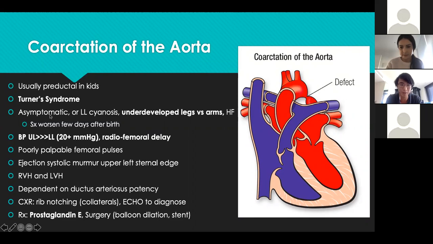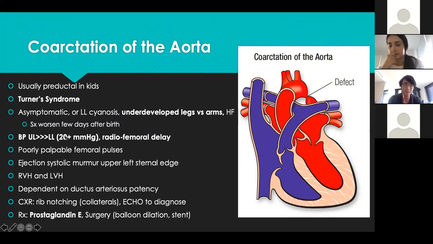As far as symptoms go, they can be asymptomatic, or they can have lower limb cyanosis or underdeveloped legs versus arms. And the reason for that is if you look at where the coarctation is, that's where the restricted blood flow is going to. So you're getting all right blood flow through your subclavians, through your brachiocephalic, to your upper limbs, but the legs aren't really getting much. And then if it gets really bad, you can get heart failure.